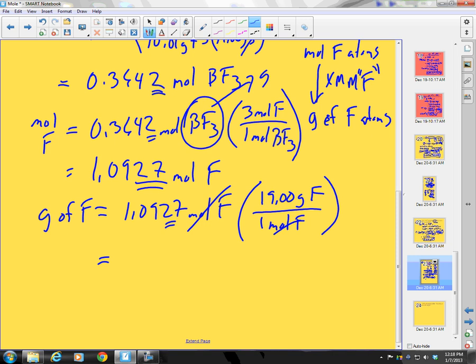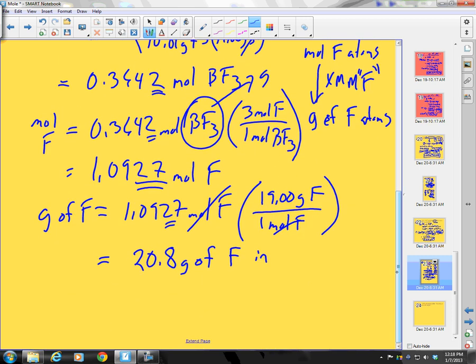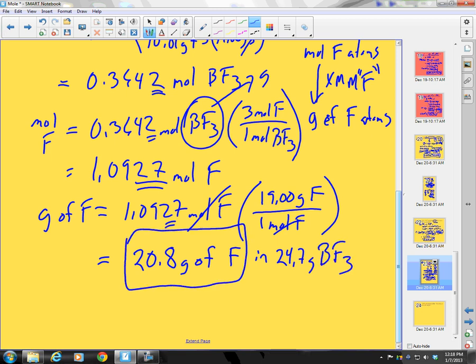So we'll take 1.09 times 19, and I get 20.76, 3 sig figs, so 20.8 grams of F in what? 24.7? 24.7 grams of BF3. There we go. That is my answer. Woo!